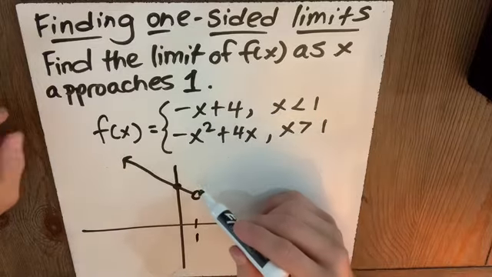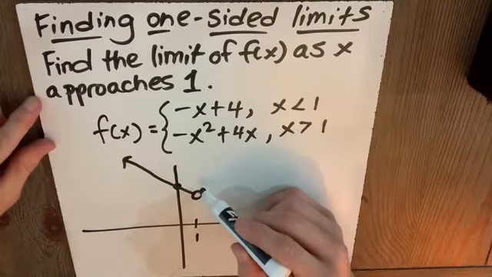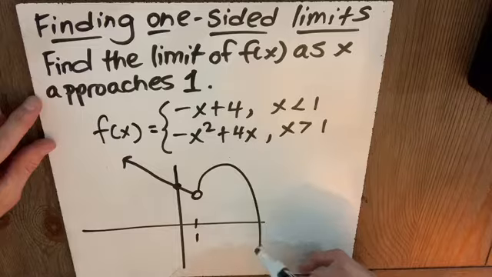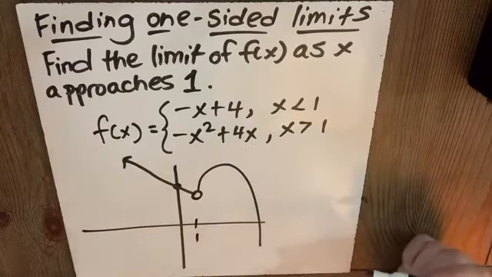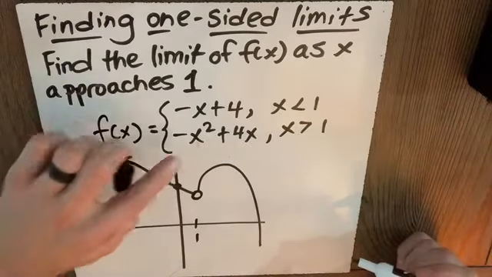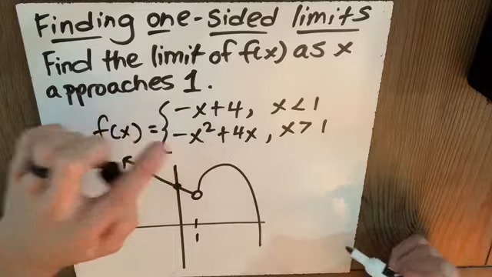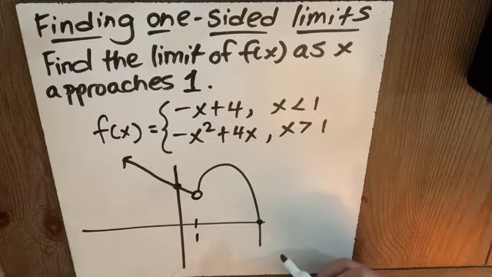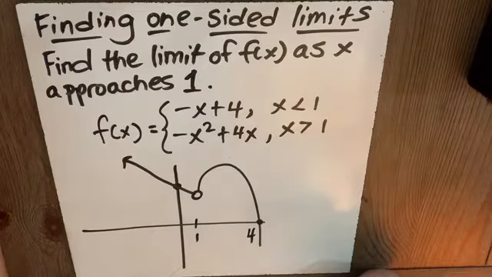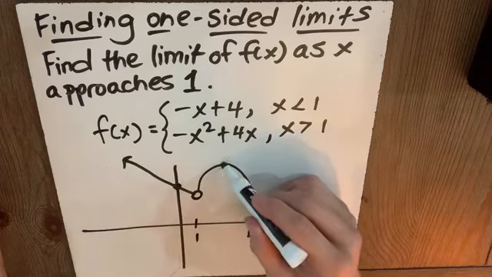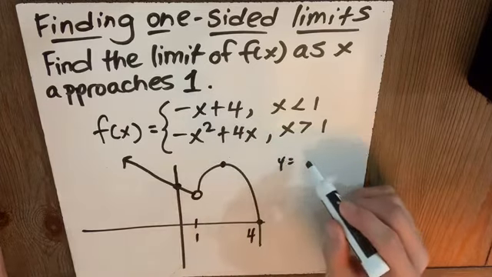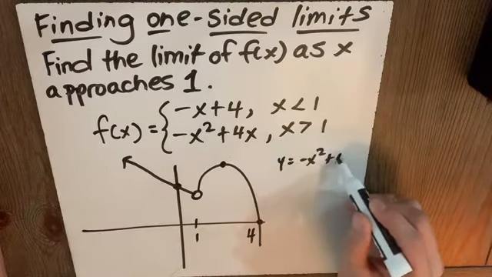If we graph this particular graph, we're going to get something that looks like this. And if you found the x-intercept of this by substituting in a 0 for y, you'd see that the x-intercept is over here at (4, 0). So I know the graph looks something like that. And its maximum point, well, how do I know anything about y equals negative x squared plus 4x?